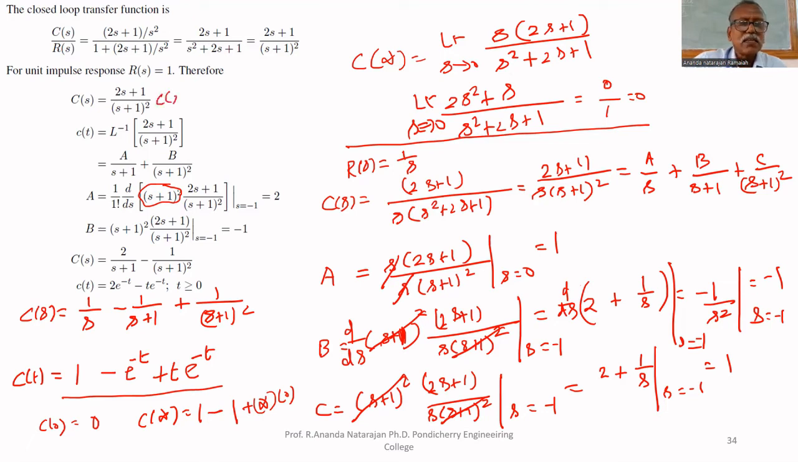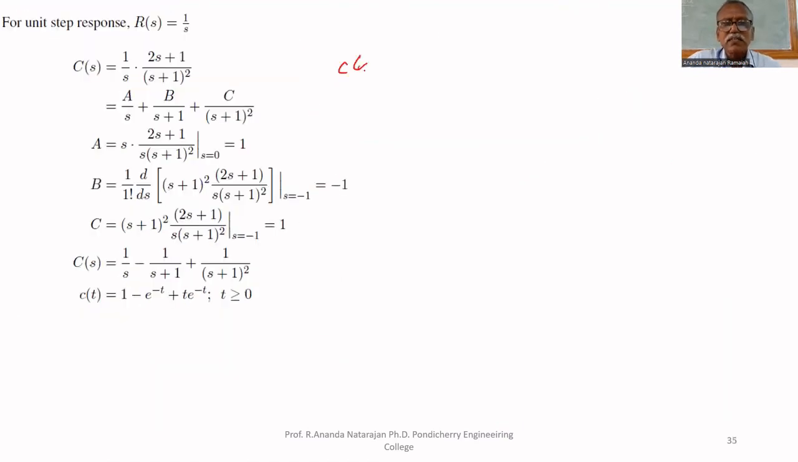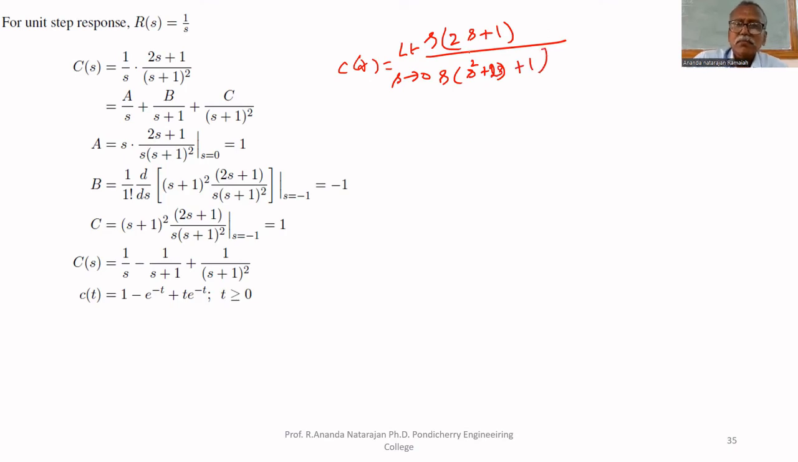What you will get is C of infinity. It is not asked, but let us find C of infinity equal to limit s tends to 0, 2s plus 1 multiplied by s, divided by s multiplied by s plus 1, s square plus 2s plus 1. At s equal to 0, numerator you will get 1. Denominator, s equal to 0, you will get 1. Therefore, 1. The final value is 1.